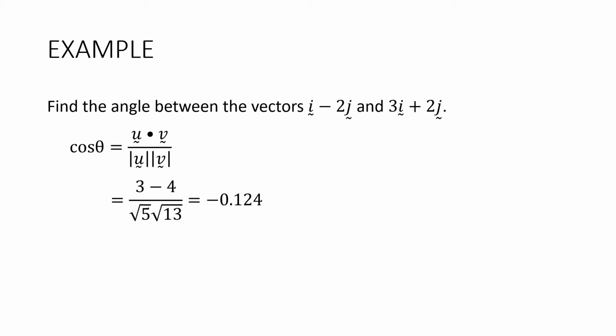And in the calculator, that gives us negative 0.124. All we want to do now is inverse cos of this number. And so the angle between the vectors is 97.1 degrees. And you can see how this has been given as an obtuse angle without us even having to do anything. The calculator will naturally sort out whether it is acute or obtuse.